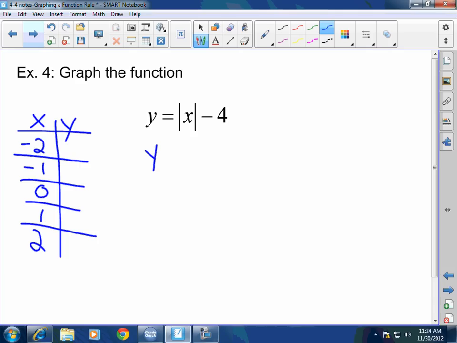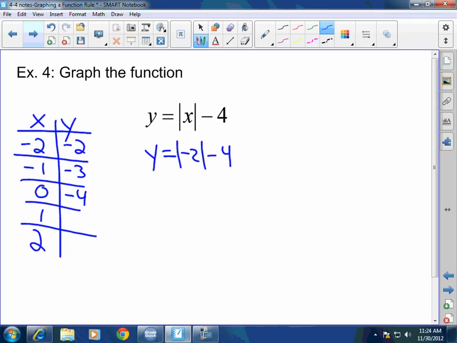For those of you who don't have the skills yet in your head, what's the absolute value of negative 2? Minus 4. Done. What's the absolute value of negative 1? Minus 4. Done. When x is 0, the answer is not 0. Oh, the absolute value of 0 is 0. Yeah, 0 minus 4. Boom.